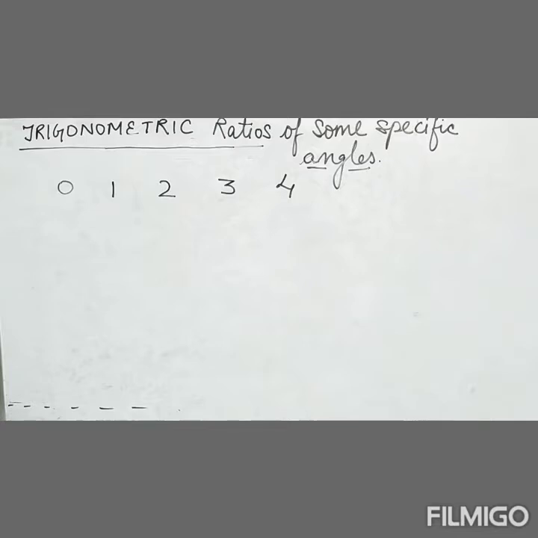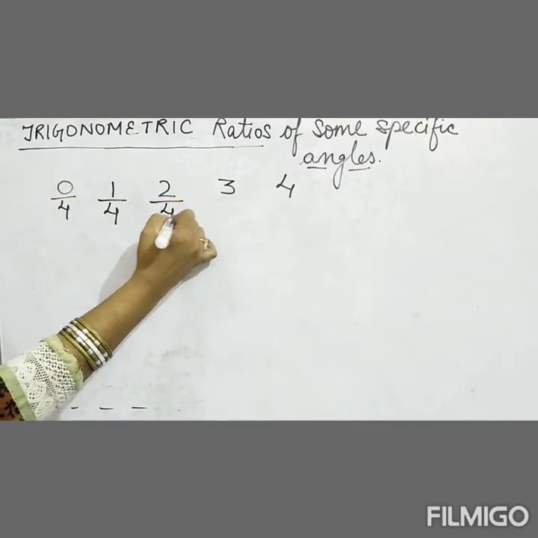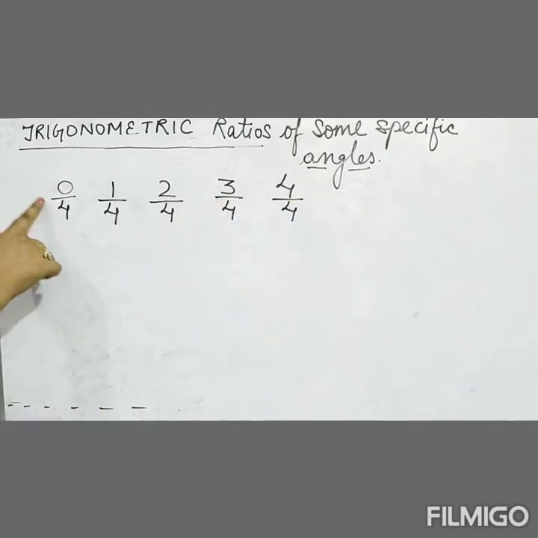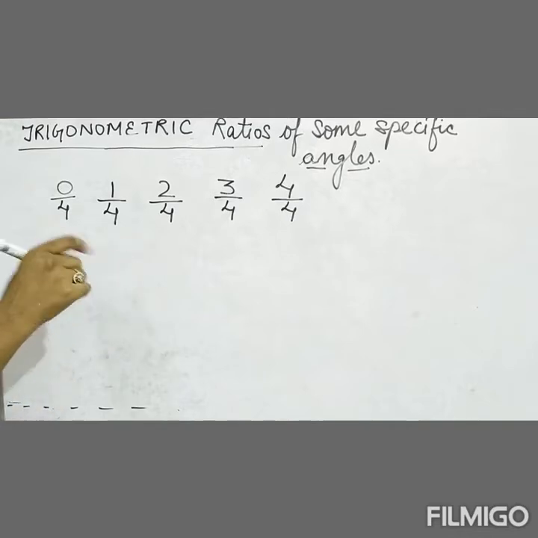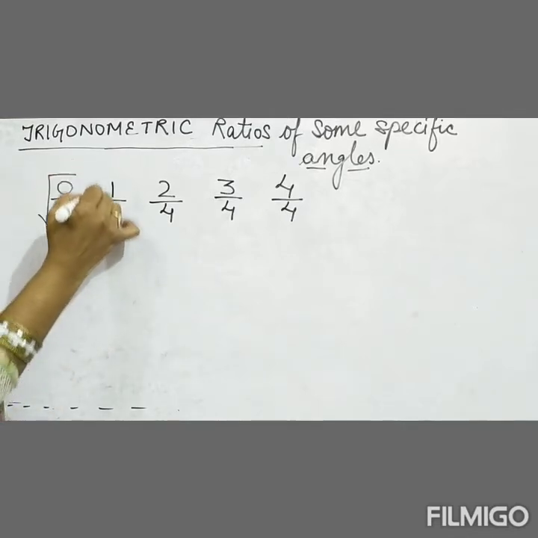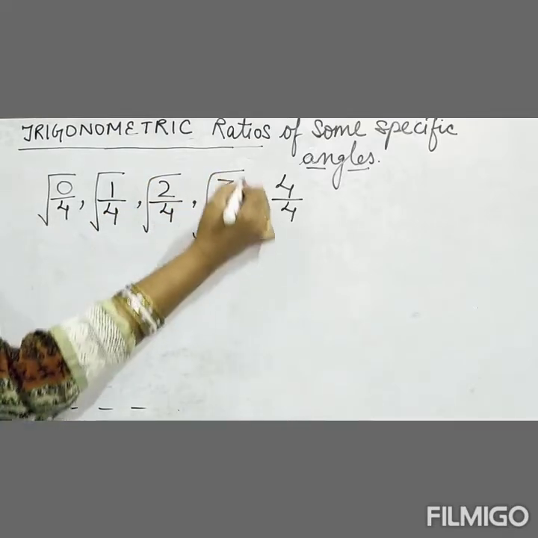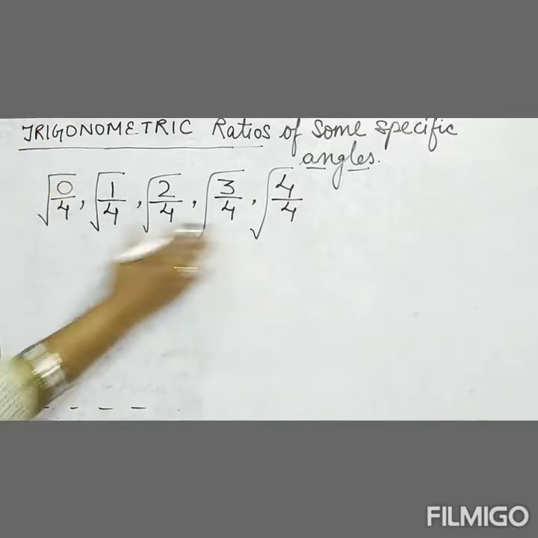Now you have to divide each number, 0, 1, 2, 3, 4, by 4. Divide the first number by 4, again by 4, and so on. Are you getting this? First we have taken the numbers from 0 to 4. Then we have to divide each digit by 4. Now what you have to do? You have to take the root of these numbers. I'm putting a comma here.